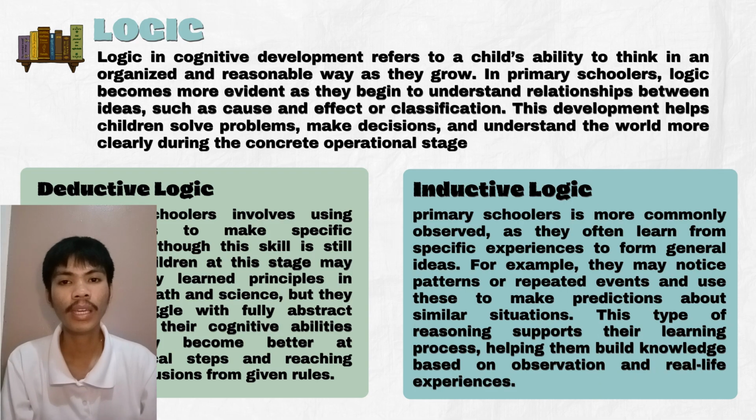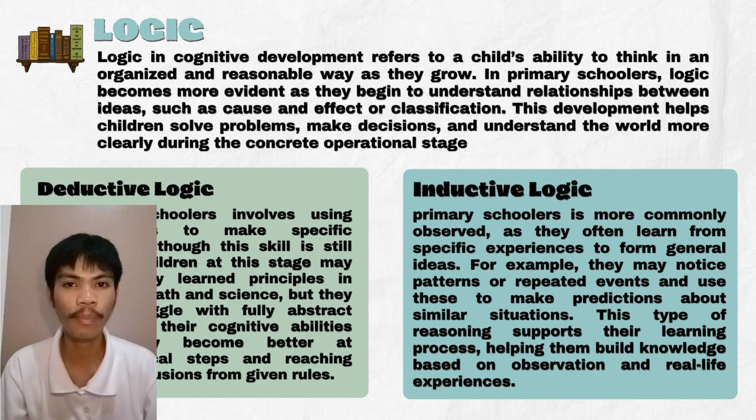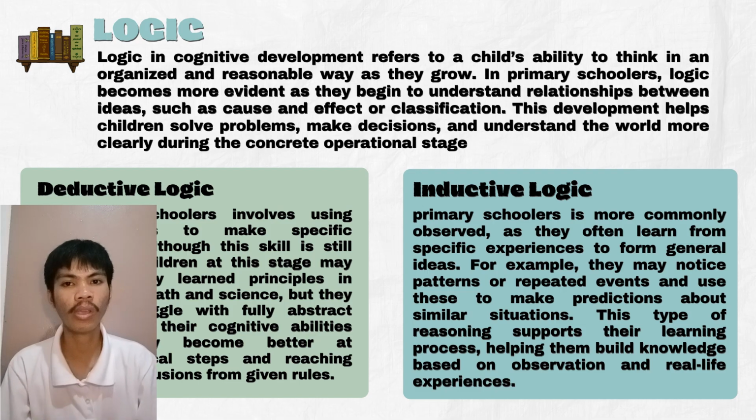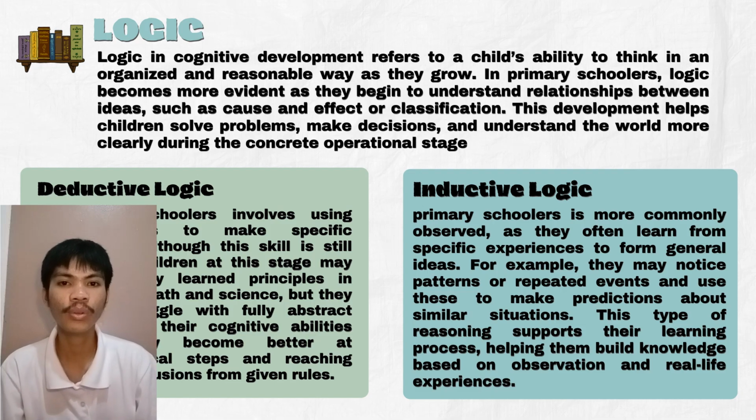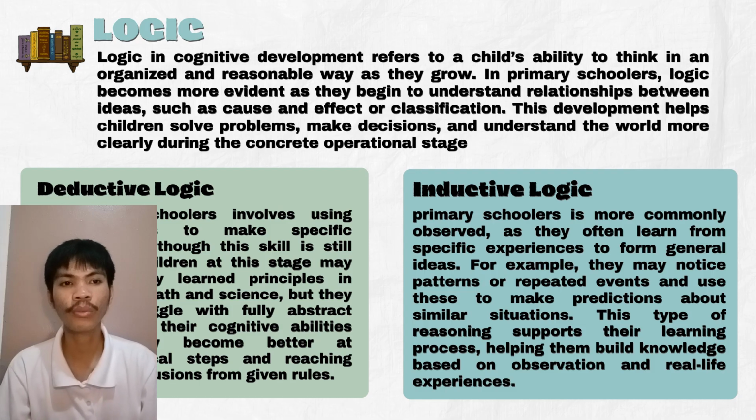The second is inductive logic. Inductive logic is more commonly observed as they learn from specific experiences to form general ideas. So, inductive logic happens when a child learns from their own experience and uses it to form general ideas. They notice patterns in what they see or do, which helps them make guesses or predictions about similar situations. This kind of thinking supports their understanding of the world through observation, helping them build knowledge based on observation and real life experiences.